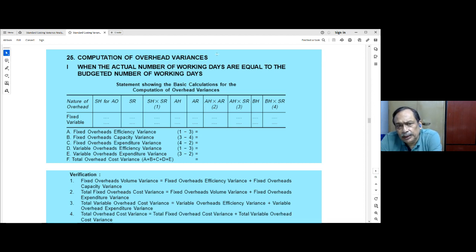And we are going to jot down all the information by doing the basic calculations and fill up the table. Once you fill it up, then fixed overhead efficiency variance will be 1 minus 3. Fixed overhead capacity is 3 minus 4. Fixed overhead expenditure is 4 minus 2. Variable overhead efficiency is 1 minus 3. Variable overhead expenditure 3 minus 2. And total overhead cost variance will be the aggregate of all.